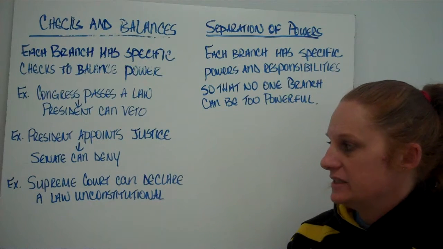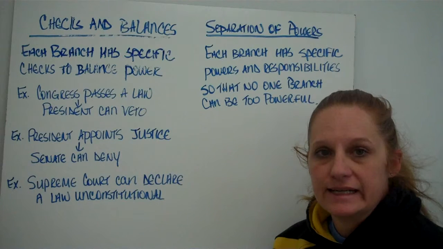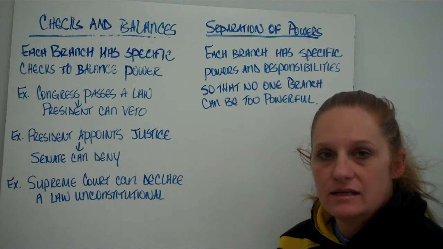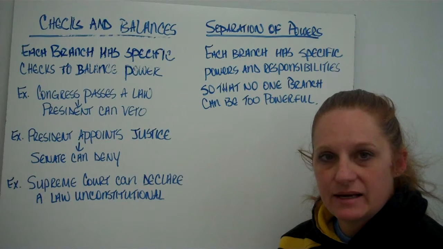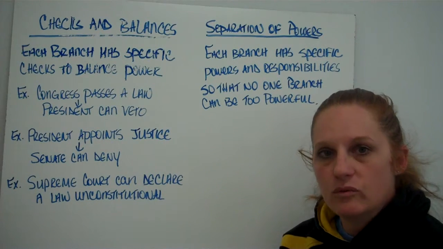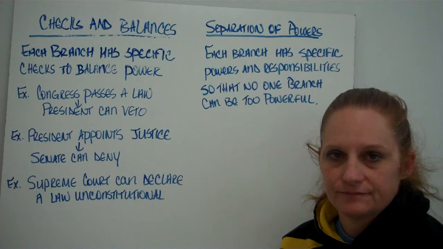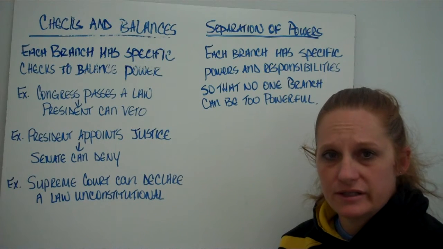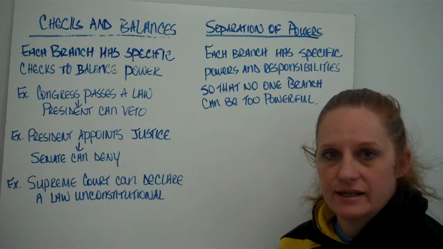Another example is the Supreme Court can decide a law is unconstitutional. And that's a check that the courts have over the legislative branch. And if that happens, then the legislative branch has to reword the law or remake it so that it falls within the boundaries of the Constitution. So there's just a few examples of some checks and balances that exist in the Constitution.